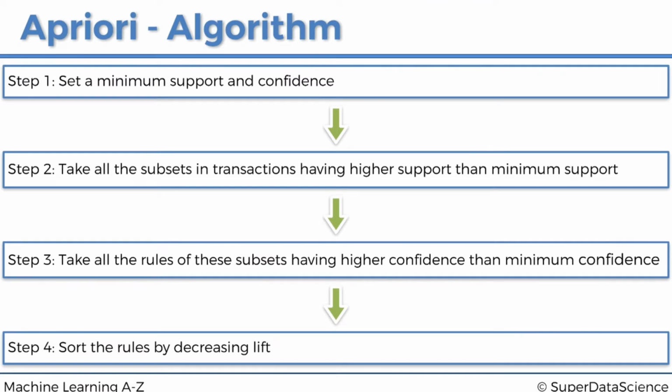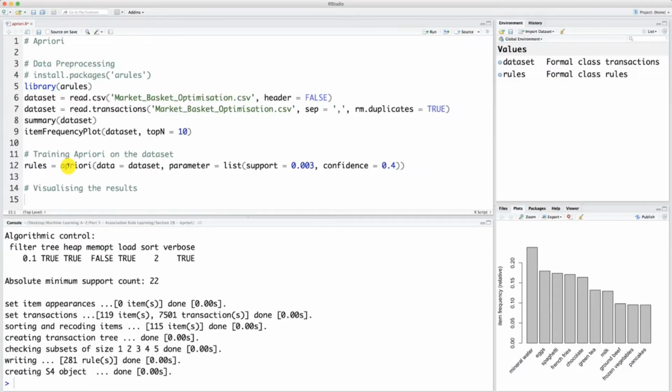And that's the step that will lead us to the visualization of the results. So this step 4 is to sort the rules by their decreasing lift. As Kirill explained in the intuition tutorial, the lift is the best metric to measure the relevance of a rule. So that's why we're sorting the rules by their lift rather than their confidence or their support. So that's what we're going to do in this single line of code.